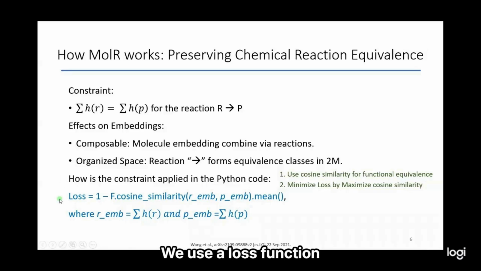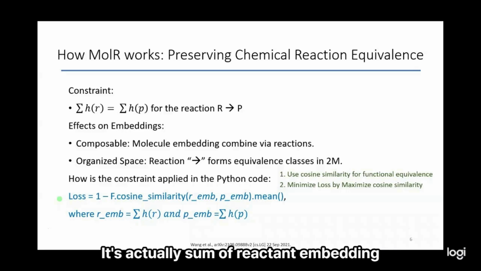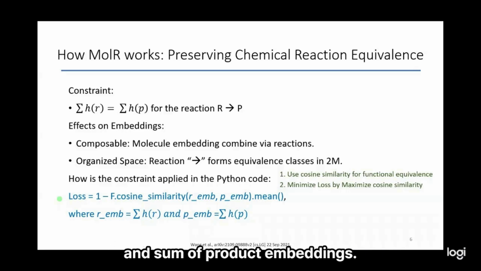Now, how do we apply this constraint in the code? We use a loss function based on cosine similarity. Loss equals 1 minus the average of cosine similarity of reactant embedding and product embedding. It's actually the sum of reactant embeddings and the sum of product embeddings.